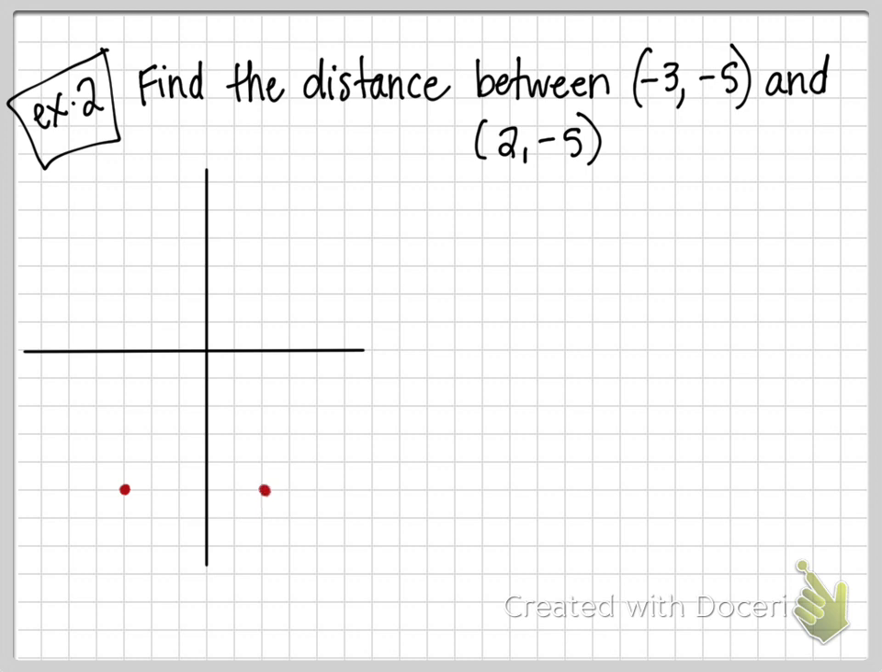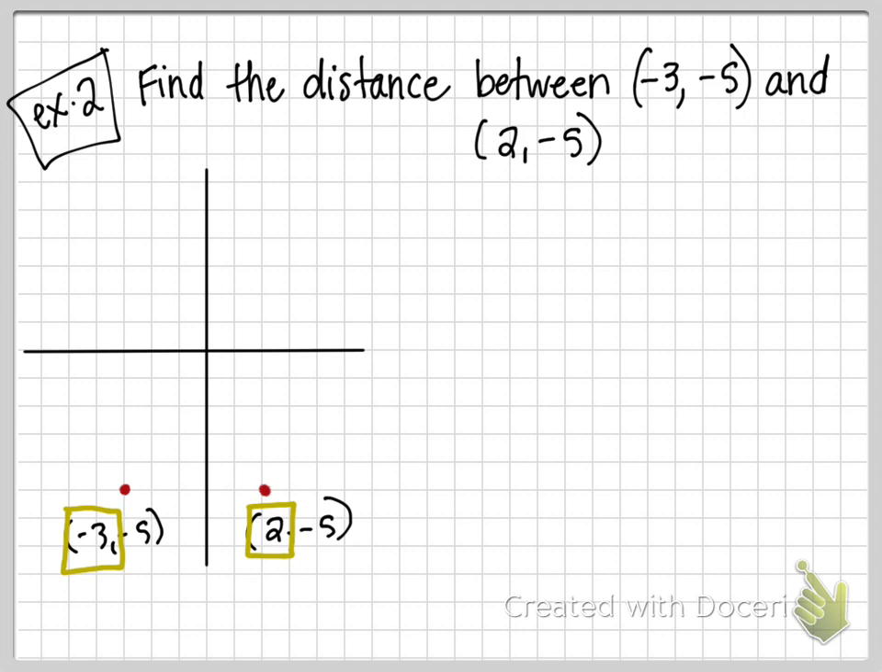-5. So these two points, are they in the same quadrant or different quadrants? Different quadrants. I'm going to label them (-3, -5) and (2, -5). Now, what did our rule say? How do we do this if we have them in different quadrants? First we take the absolute value of the values that are different from one another. -5 and -5, that's the same for both. So we need to use the values that are different.